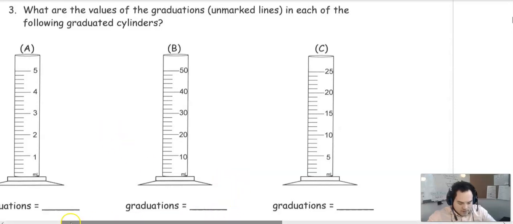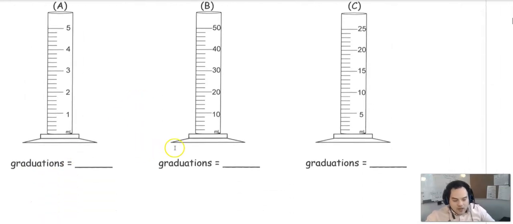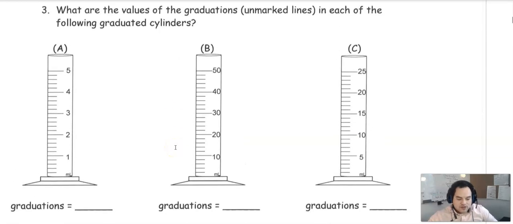Let's see, where is that? There it is. Radical. So, if we take a look at these graduated cylinders, our goal is to find out what each of the graduations, or the unmarked lines, represent, how many milliliters they represent. So, I'll show you how to do the first one and leave the other two to you guys. Each marked line represents 1 milliliter. 1, 2, 3, 4, 5. Nice and simple.